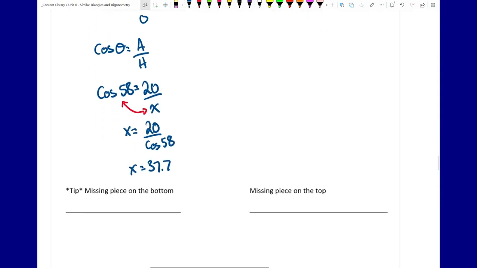So again, just a reminder for a tip or just a key phrase: when the missing piece is on the bottom, switch and divide.